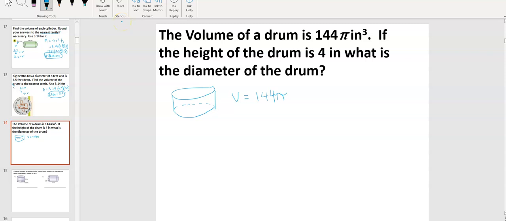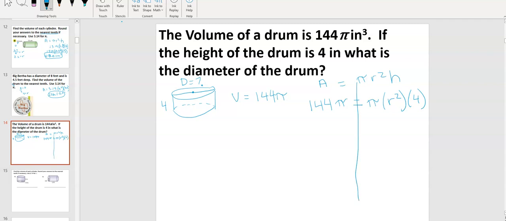Okay, and I know that the height of the drum is 4 inches, but I don't know what the diameter is. So we're actually going to work backwards. This is where our solving equations comes in handy. So I'm going to say 144 pi equals, and I'm just using my formula, pi r squared h. So 144 pi equals pi times, I don't know my radius, times my height. Okay, so we're going to start eliminating things on both sides in order to solve for r, and then we can solve for the diameter.